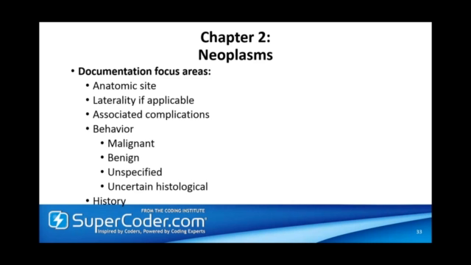Pay close attention to the documentation, as it may also indicate that you should also use a history of code. If the documentation describes a malignancy that has been eradicated or removed, use the history of code. Keep in mind that you should never assign a history code if the patient is under current treatment for the condition.